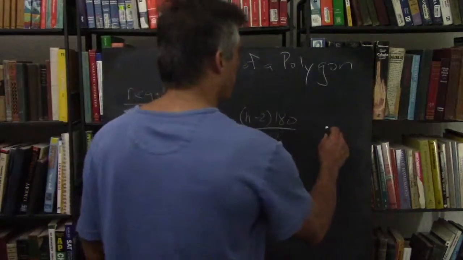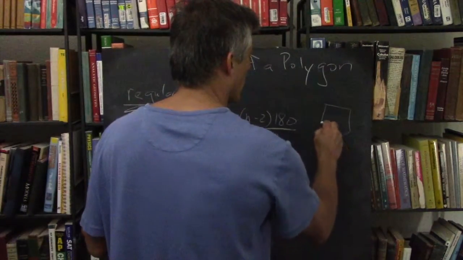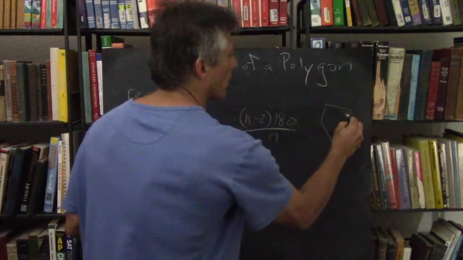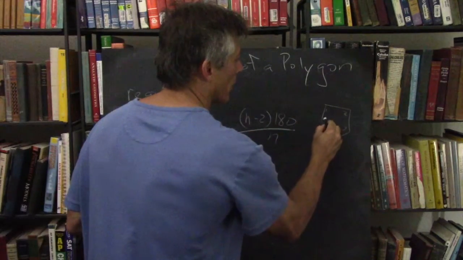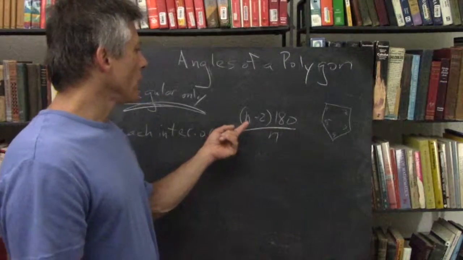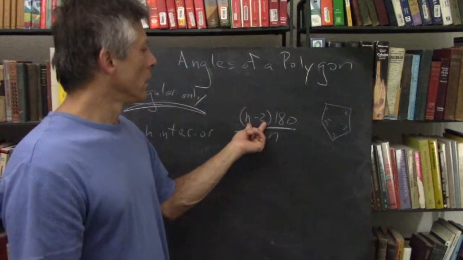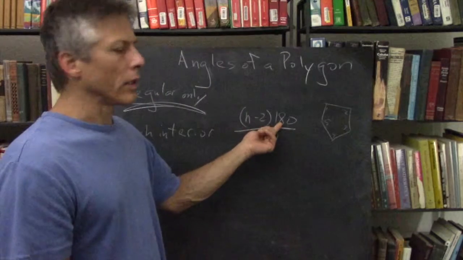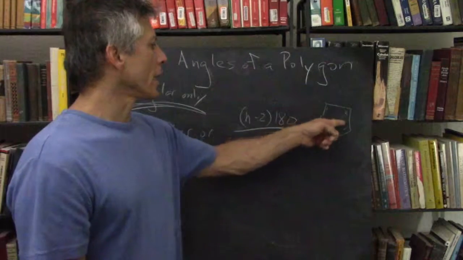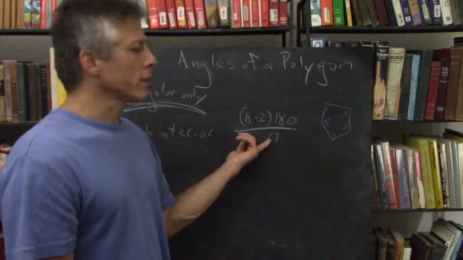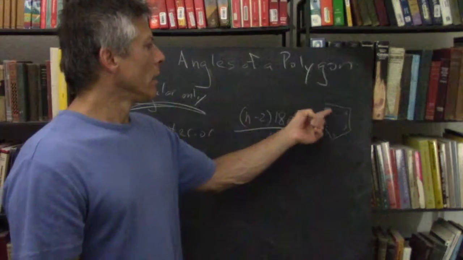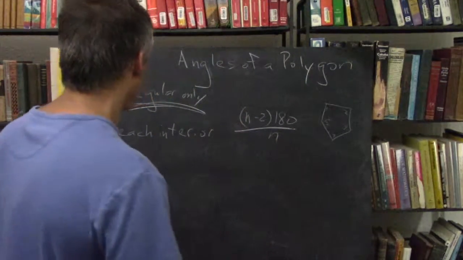So if we get a pentagon, and if all the angles were equal, we got 5 sides and 5 angles. So we do 5 minus 2 is 3. Multiply by 180 and get 540. And that's the total interior angle measure. All these add up to 540. Divide by how many angles you have? 5. 540 divided by 5 is 108. So each angle would be 108.